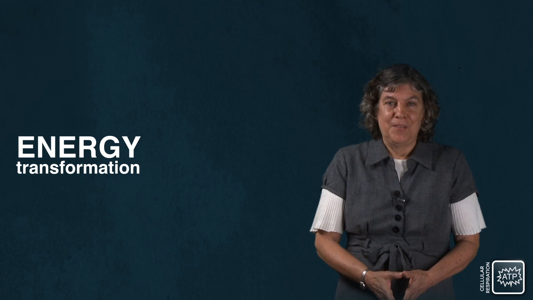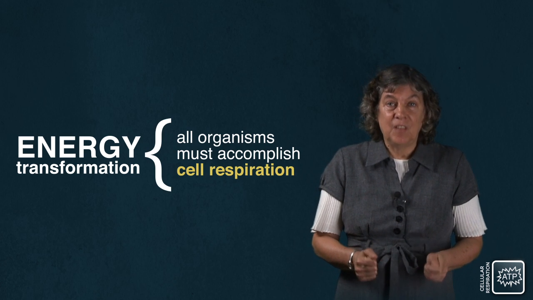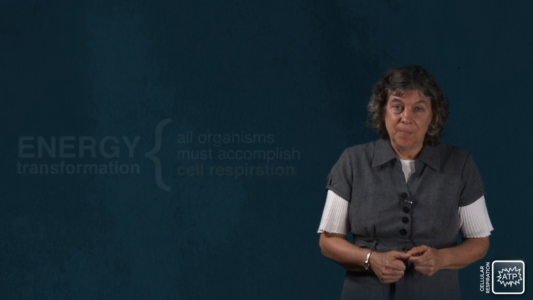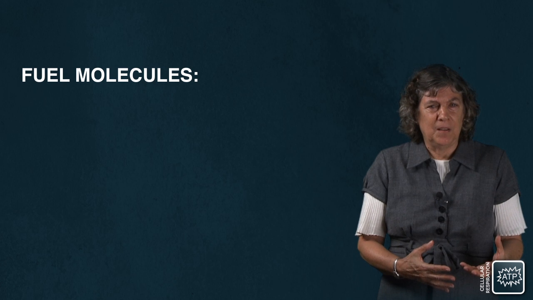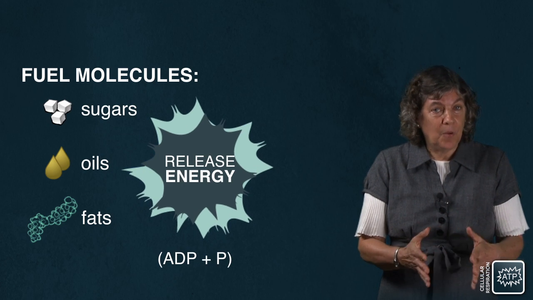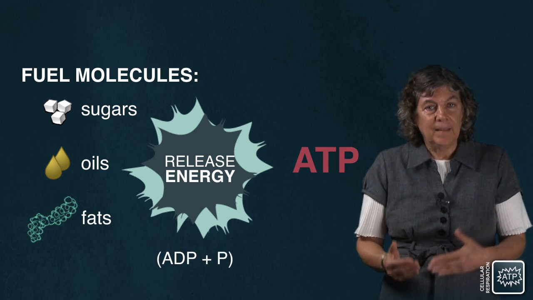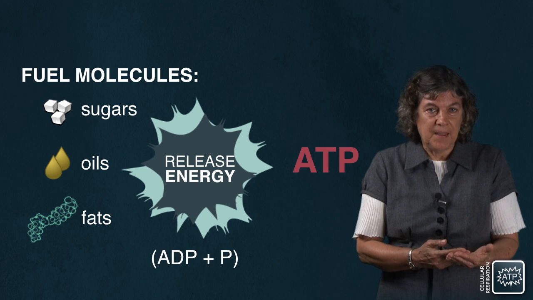Let's talk about cellular respiration. One of life's fundamental processes is energy transformation, and all organisms, every single cell, must accomplish cell respiration in some form or other. What our cells accomplish in cell respiration is like taking fuel molecules, such as sugars, and releasing chemical bond energy from those fuels in a way that produces ATP by linking a phosphate group to ADP.